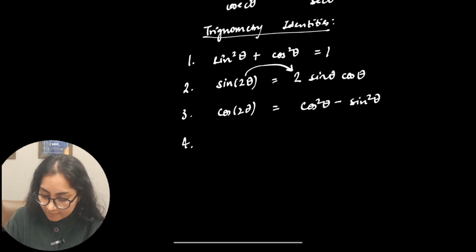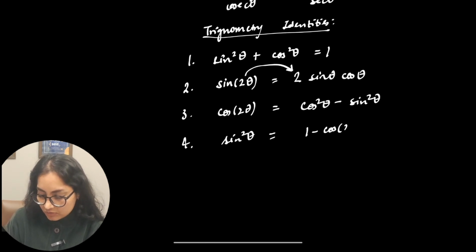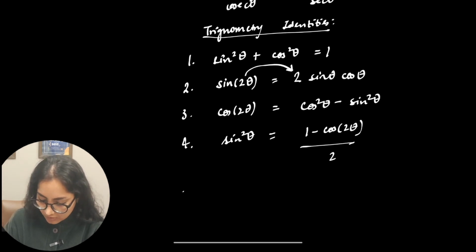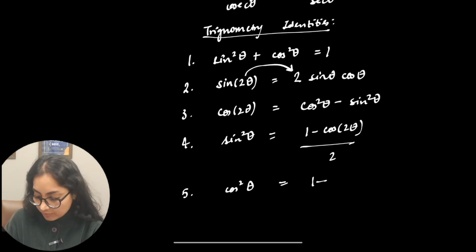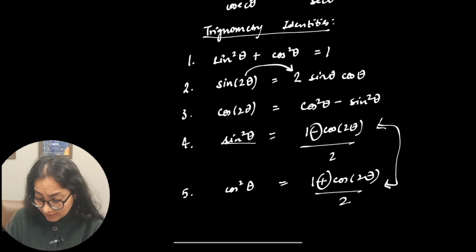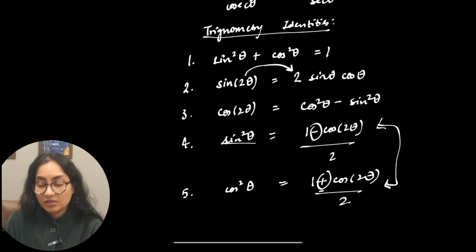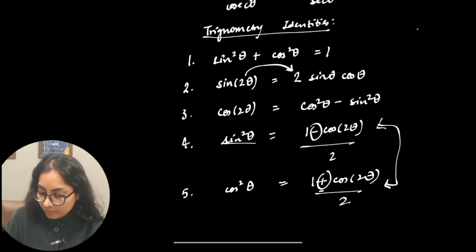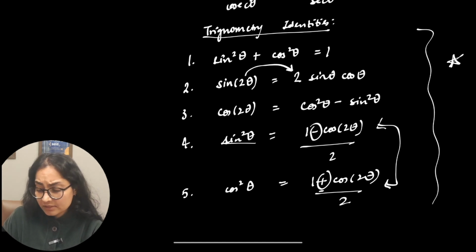The fourth one is if I square the sine, it would give me 1 minus cosine 2 theta divided by 2. And the fifth important identity is cosine square theta, which would give me 1 plus cos 2 theta divided by 2. These two are similar. The difference is minus and plus in between the formula. For sine square, it's 1 minus cos 2 theta, and for cosine square, it's 1 plus cos 2 theta. So these are the important quantities or identities that I want you to memorize.